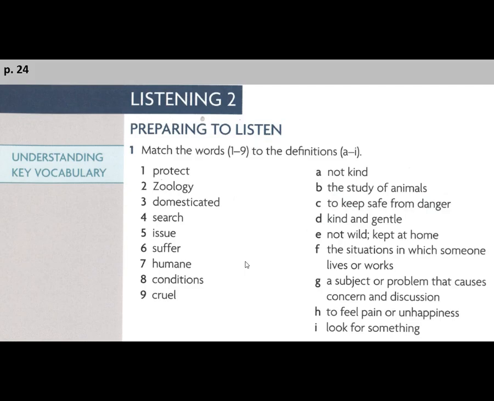If you go to page 24 first, we need to understand some key vocabulary. This vocabulary will help us understand the listening better. Now, please stop this video and find a good dictionary online or printed. Check the meanings of these words first. If there is anything new for you, please find the meanings. After that, spend some time matching these words with these definitions. I will give you the answers when you come back.